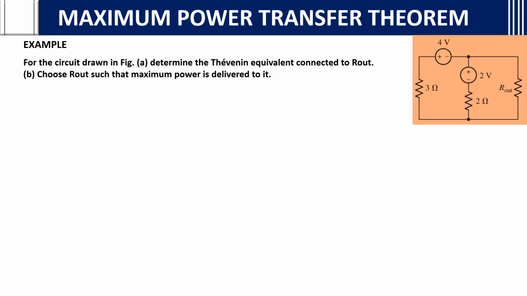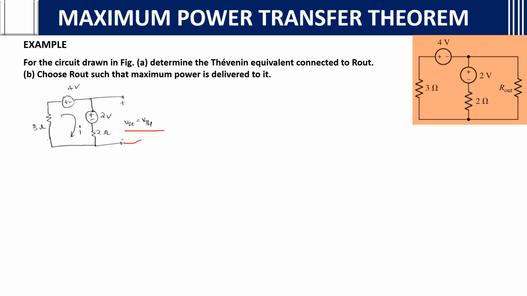We will see the next question. For the circuit drawn in the figure, determine the Thevenin equivalent connected to R out. Choose R out such that maximum power is delivered. First we need to find the Thevenin equivalent connected to R out. The Thevenin equivalent is what? VTH and RTH. Then we need to choose R out with that, so that it will give the maximum power to R out. So first we will open circuit the terminals.